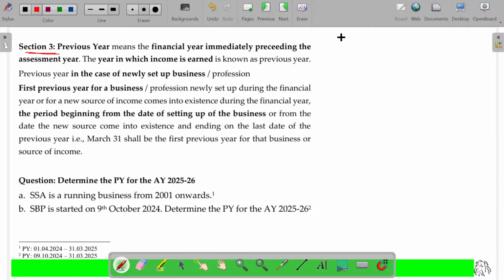Section 1 is all about the Income Tax Act. Section 2 has lots of definitions. Okay, no need to mug up all those things. Whenever we are in need of understanding some terms, go and refer to section 2. Of course, not required to memorize all. And section 3 is all about the definition related to the previous year.